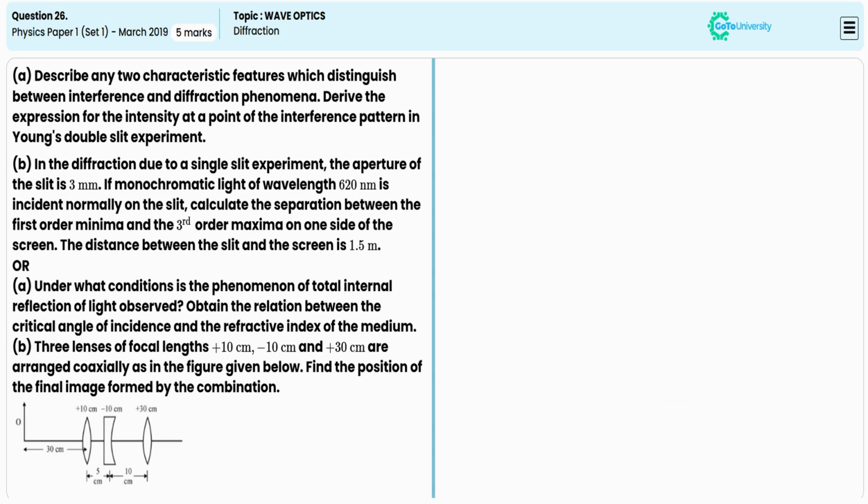Then part B, in the diffraction due to a single slit experiment, the aperture of the slit is 3 mm. Monochromatic light of wavelength 620 nanometer is incident normally on the slit. Calculate the separation between the first order minimum and the third order maxima on one side of the screen. The distance between the slit and the screen is 1.5 meter.